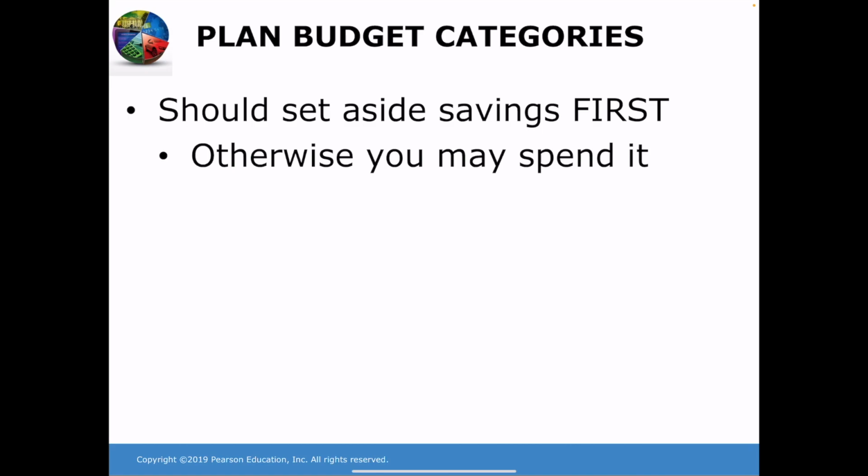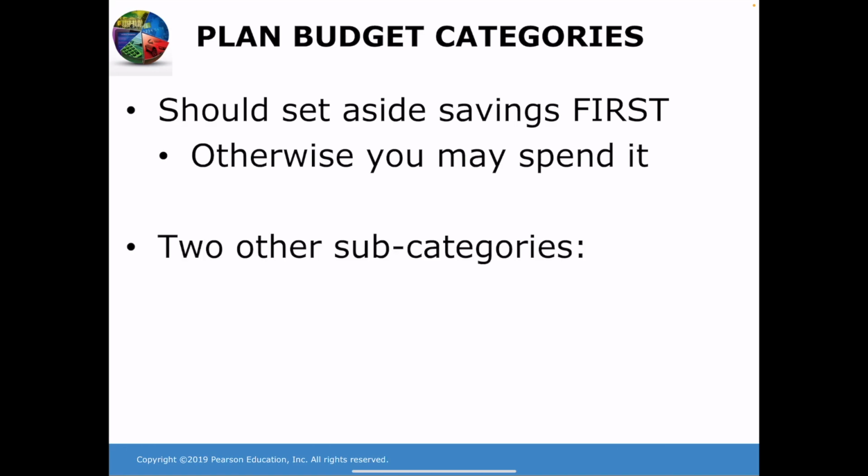Okay, if you don't do it that way, you may spend it. A poor plan is to go through your whole month and find out you have $25 left over and say, oh, yeah, that's the amount I want to put in spending or in savings. So again, you should set aside savings first, otherwise you spend it.